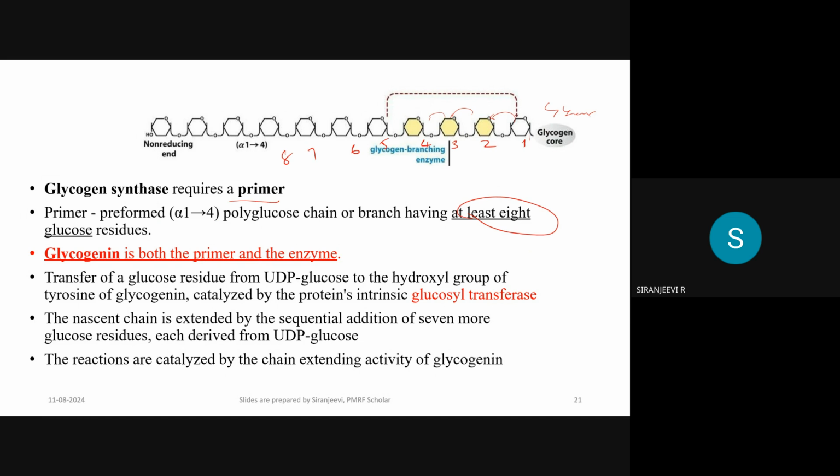What will happen then? Glycogenin acts as both the primer as well as the enzyme. Why do we call it a primer and also the enzyme? Whenever any UDP glucose comes, the glycogenin will get glycosylated. The glycosyl transfer from the UDP glucose to the glycogenin will be done by the same protein molecule itself. So that's why it is called both a primer as well as the enzyme. Finally the reaction will be catalyzed and then the extending activity of the glycogenin will happen.